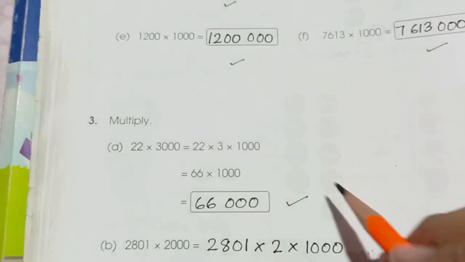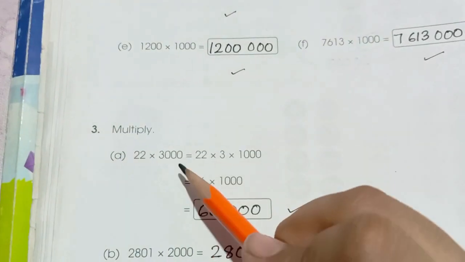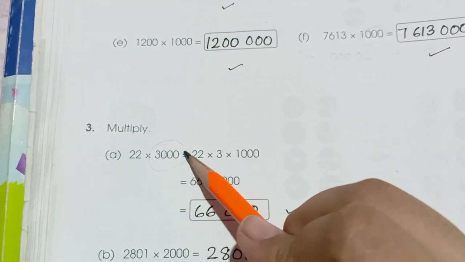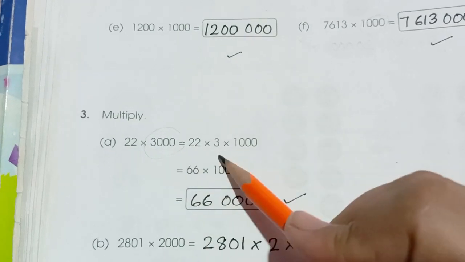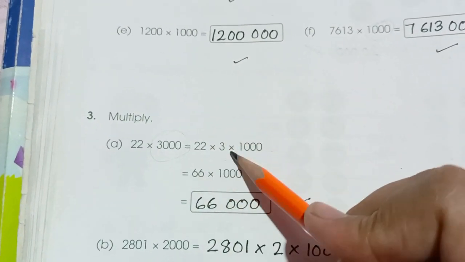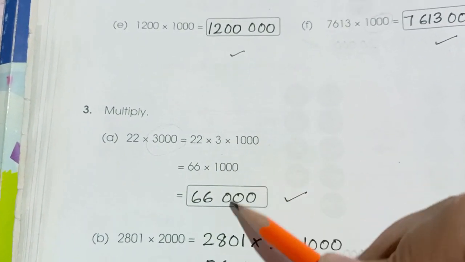Here we have to break the number into thousand and ones. If we have the number 3000, we break it into 3 and 1000. 22 multiplied by 3, then we add 000.